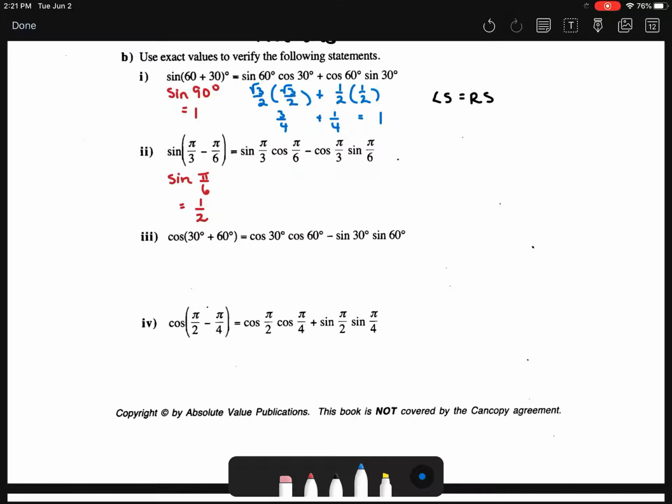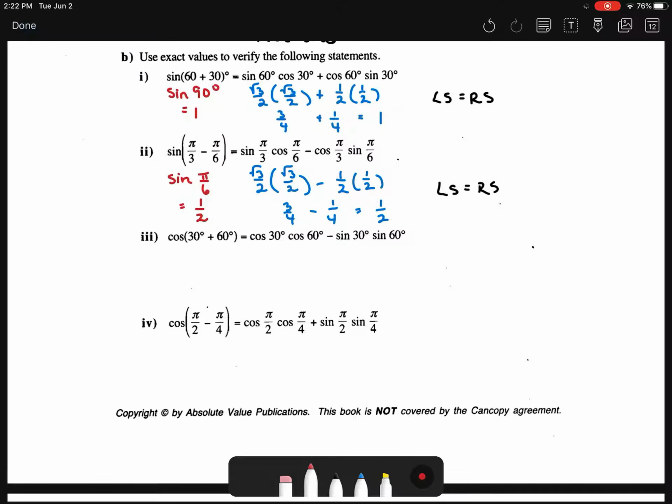On the right-hand side, what do we have here? Well, we have the sine of pi over 3, which is the y value, again, of 60 degrees. We're going to have root 3 over 2. Cosine of pi over 6, also root 3 over 2, minus cosine of pi over 3, which has a value of 1/2, and sine of pi over 6, which is also 1/2. So in this case, I have, again, 3 over 4 minus 1 over 4, which works out to be 2 over 4, and 2 over 4 reduces to 1/2. So again, you can see the left-hand side does equal the right-hand side.